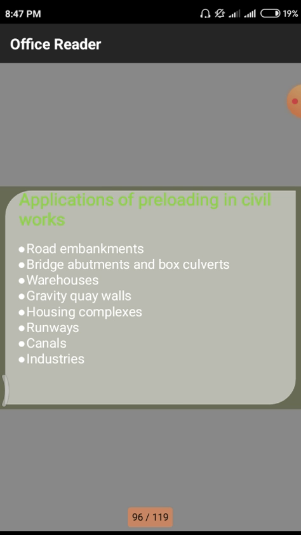Why? Because of urbanization we are having a lesser quantity of area, and a huge number of people have to stay on that small quantity of area, so we have to employ these high rise structures. Housing complexes belong to these high rise structures. For those structures we need to use these preloading techniques.